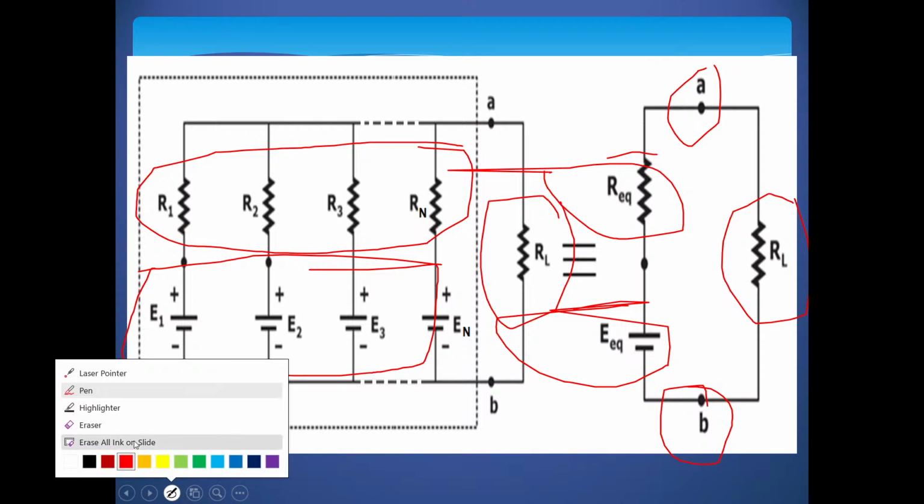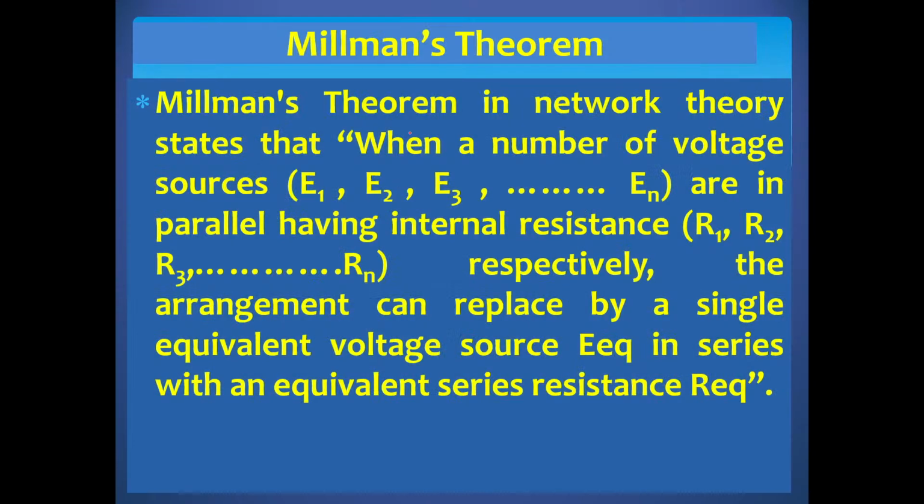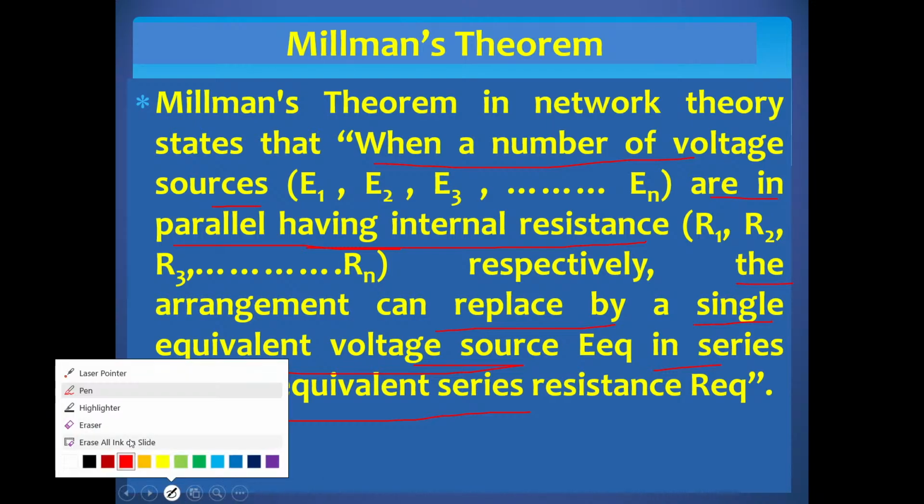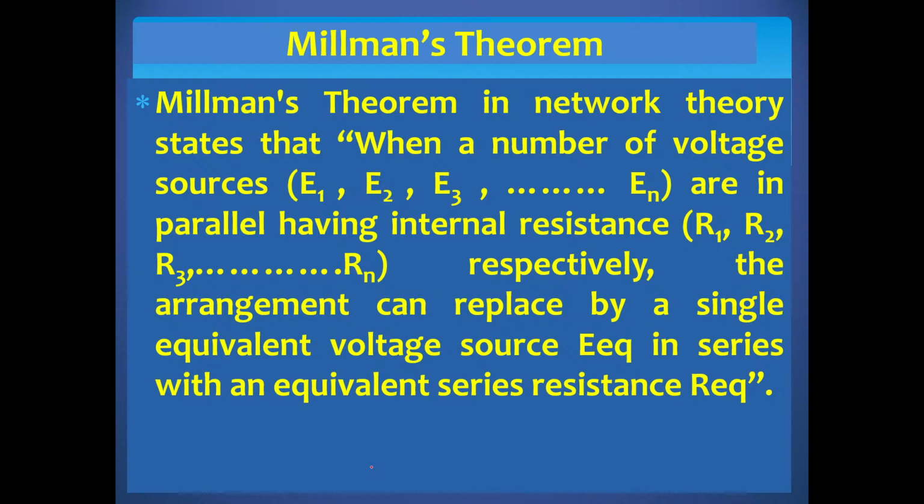Now let us go back to our statement. So what is our statement? When a number of voltage sources having internal resistances are connected in parallel, they can be replaced by a single equivalent voltage source in series with an equivalent internal resistance. The load must be reconnected across this series-connected equivalent, E equivalent, that is the equivalent voltage and equivalent resistance.